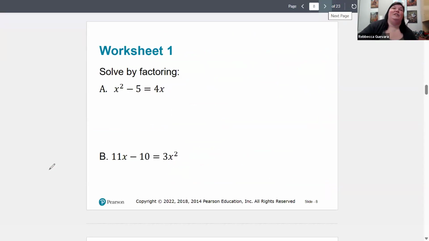Take a moment on your worksheet and work through A and B. I just want to make sure I fixed A here. Okay, yes, they should both work now.